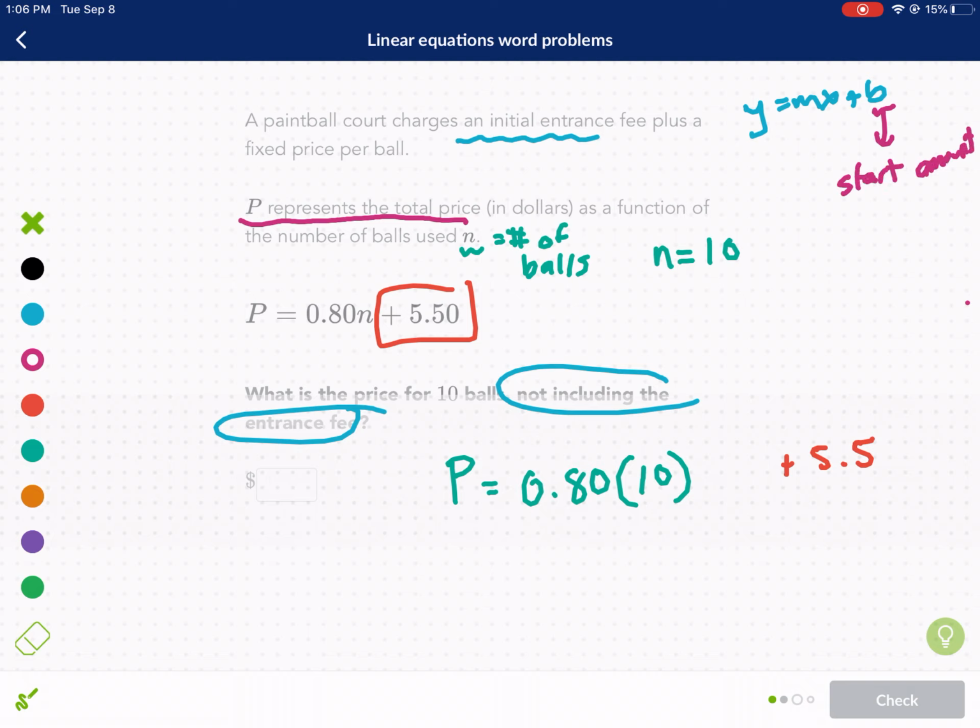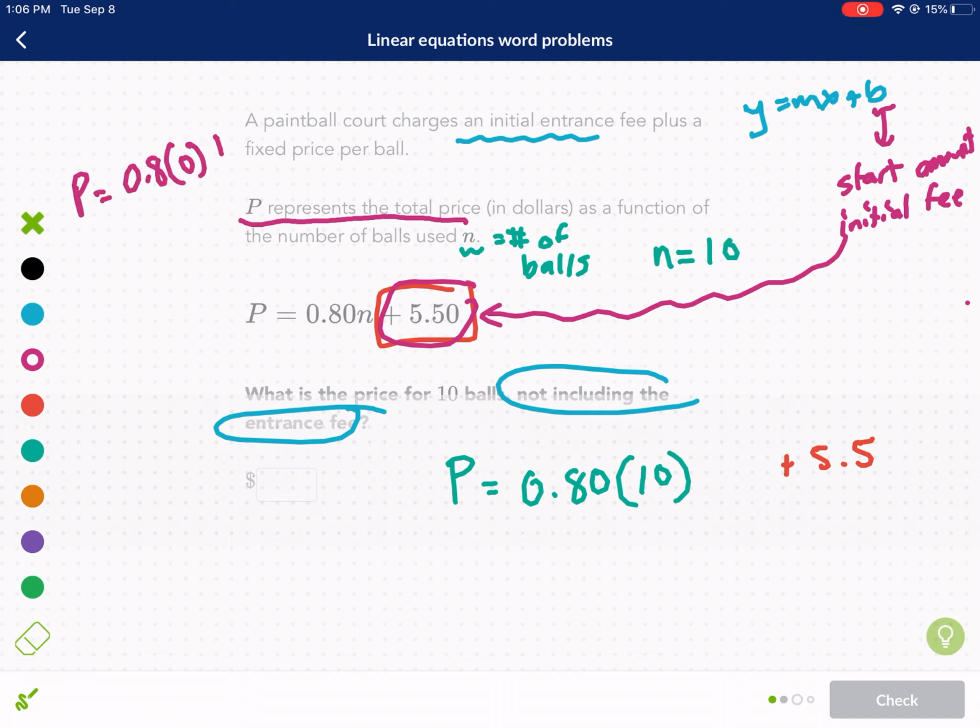Anything that has initial start, so this is the initial fee. In a lot of money problems, it'll be the initial fee, the startup cost, whatever it is. That is going to be this number right here. The way you know that is before you even buy a ball, if you put in 0 for n, 0.8 times 0 plus 5.5, before you even buy a ball, you're going to pay $5.5. Just to get in the door.